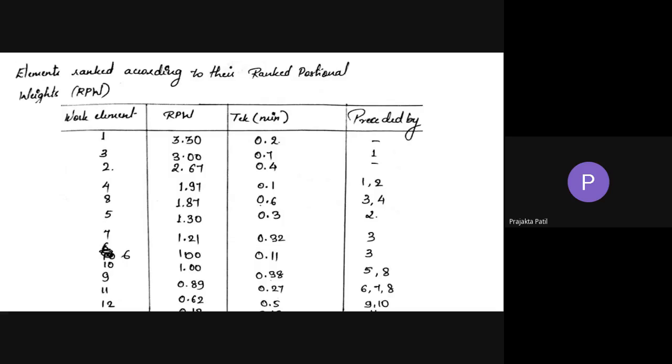After you get the RPW value for all the work elements, you put it into such a table. With respect to the RPW value, you're going to arrange all the work elements in descending order, and then the corresponding work element TK and the preceded by values or the data has to be entered. So the next step is going to be assignment of the work elements to the different workstations.